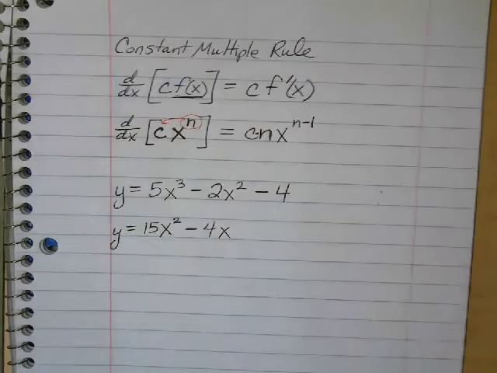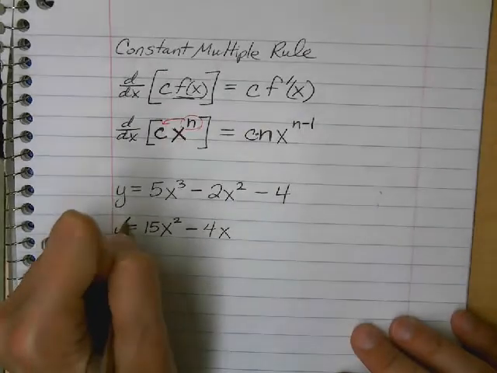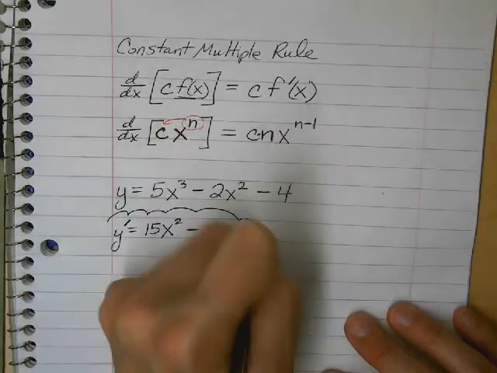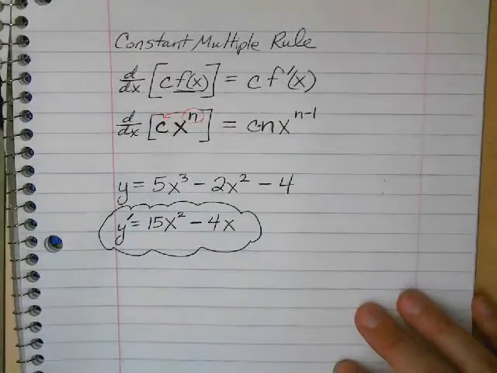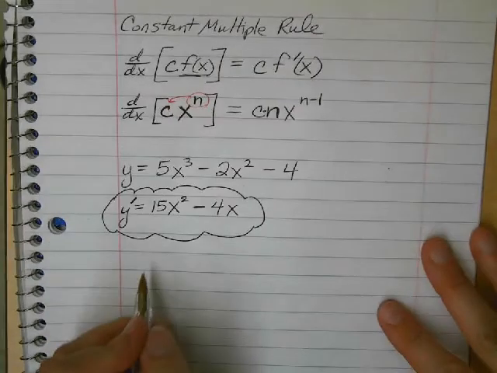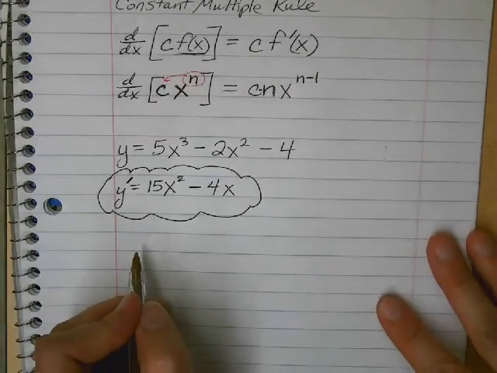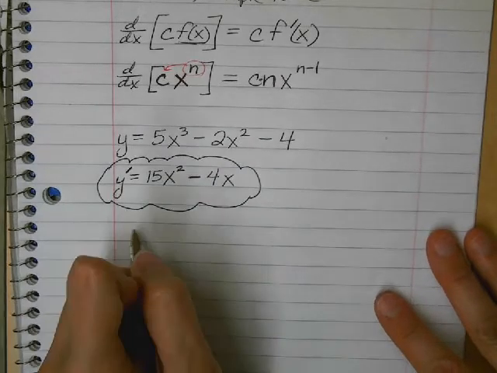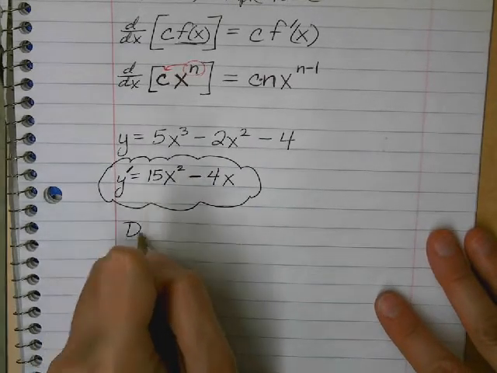So here's the answer. This is y prime. I put a prime, that's your derivative. That's the derivative. That's the shortcut. That made that number 7 one easier. Okay, finally, did we just do number 7?